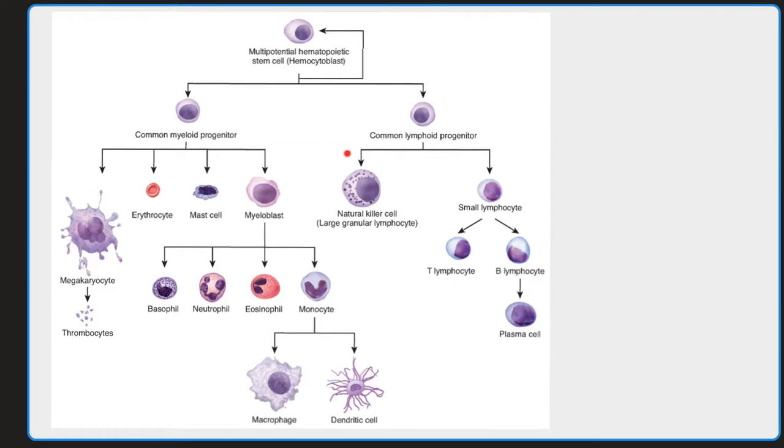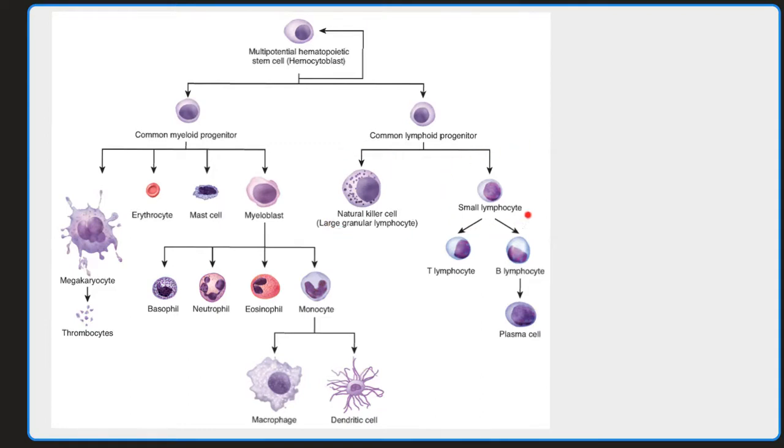And then if we look over here, this is what we're interested in this time: the common lymphoid progenitor. You even see it in the name. These are where the lymphocytes come from. So we have natural killer cells. Remember, natural killer cells were talked about in the last video. These are actually part of the innate immune system.